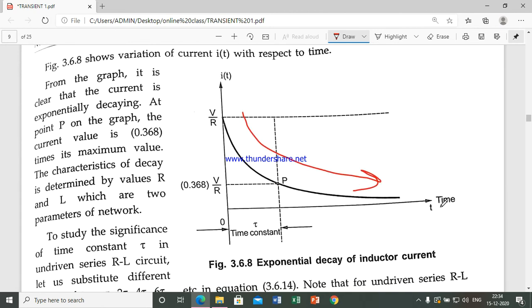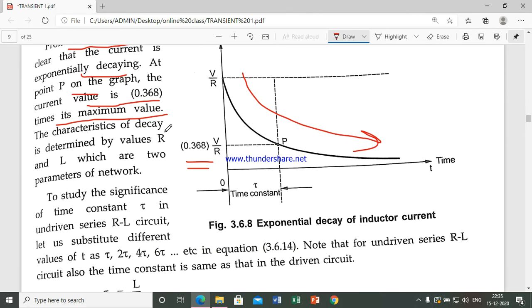The graph shows i(t) against time t, with the time constant marked. From the graph it is clear that the current is exponentially decreasing. At point P, the current value is 0.368 times its maximum value. The characteristic decay is determined by the values of R and L, which are two parameters of the network.